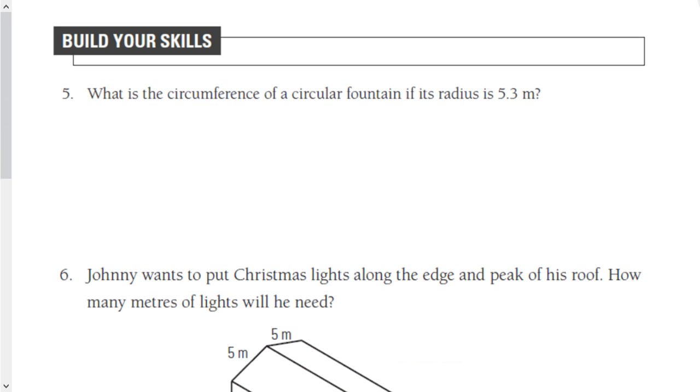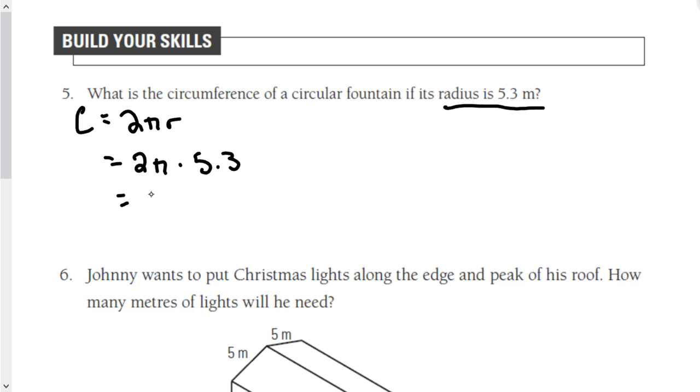What is the circumference of a circular fountain if its radius is 5.3? So our circumference formula in this case is 2 pi r. So then 2 pi multiplied by 5.3 is equal to 33.3 meters.